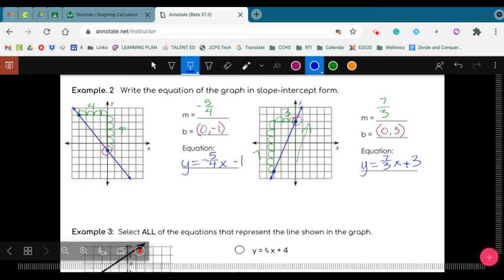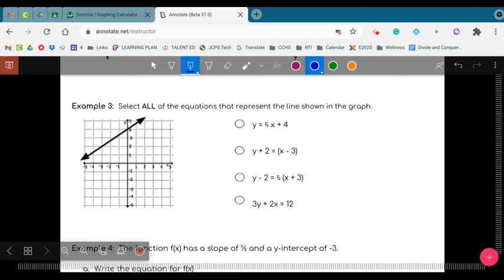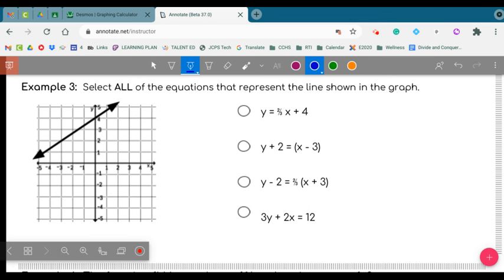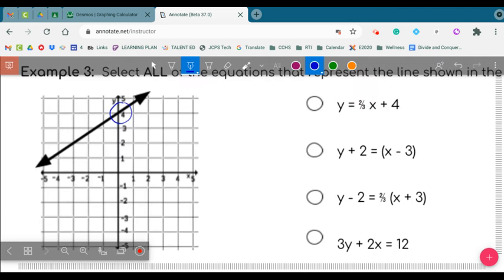Okay, let me know if you guys have any questions on that. We're going to move down to another problem. Let's select all the equations that represent the line shown in the graph. So when looking at this line, you probably want to at least find your y-intercept, which is 4. And then you probably want to find your slope.